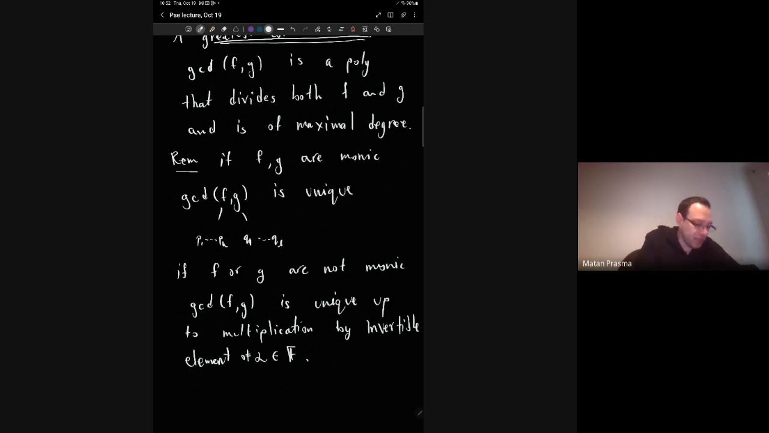Okay, because of course, let's say f is not monic and g is monic, just take some constant out of f to make it monic. So it will be a product of a constant and a monic polynomial, and you will do the GCD to g and to this modified f, and this will be your GCD. It will be unique up to a constant.